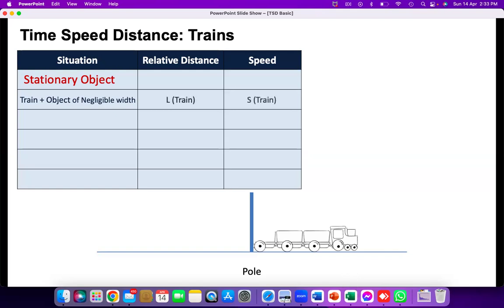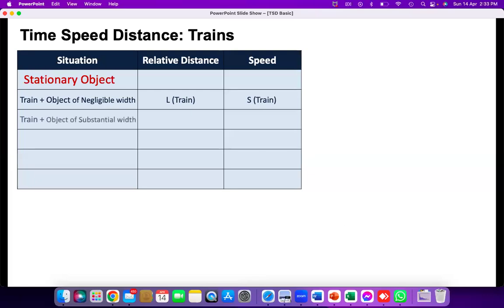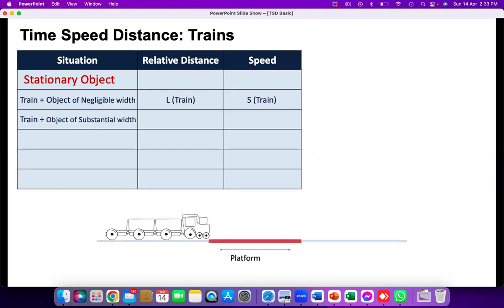Now, the second case is a train plus an object of substantial width. Let's say one train is crossing another, stationary train, or a platform, anything. In this case also, what is the relative speed? The relative speed is the speed of the train only. So this is how the platform is. Now you need to figure out what is the distance traveled by a train to cross the platform. Tushar, you there? Sir, it is basically the length of the train plus the length of the platform.